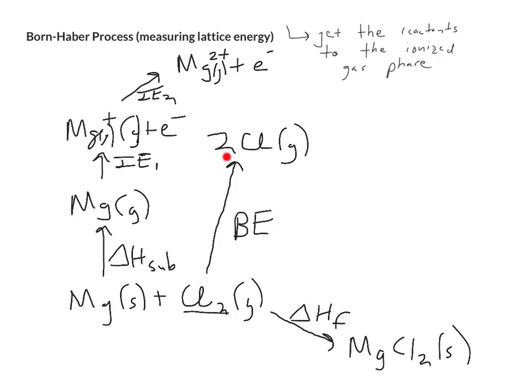Chlorine in this form is uncharged. It's not an ion. In our product, it has a -1 charge. There's two of them, each with a -1 charge. So the ion that needs to form is chloride, Cl-, 2 moles of it, balanced. Those 2 electrons come from the ionization. Magnesium gives the chlorine the electrons.